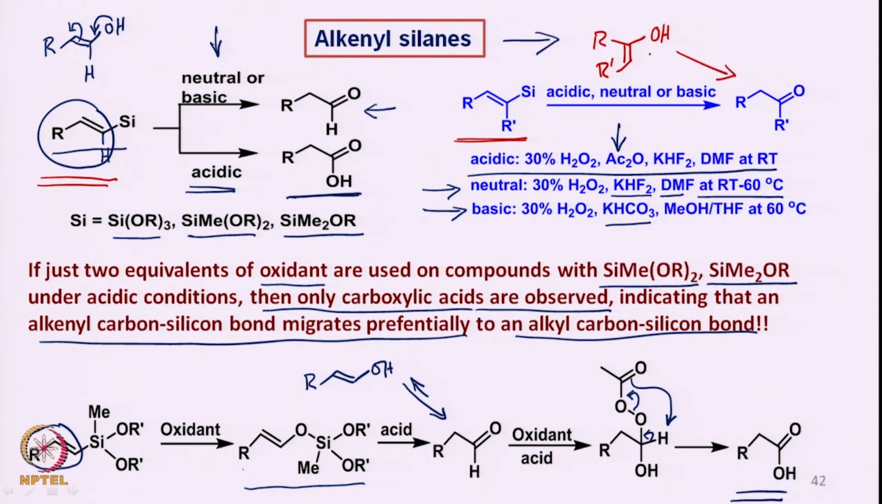So under these conditions it does not matter what conditions are used, whether acidic, neutral or basic, you can only get the corresponding ketone. On the other hand, when the substrate is mono substituted, in the sense that only one substituent is present as R, whereas here there are 2 substituents present, and of course silicon will be common in both cases, in the case of mono substitution one can get the corresponding acid if acidic conditions are used.